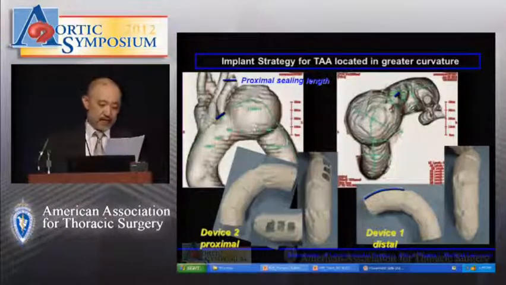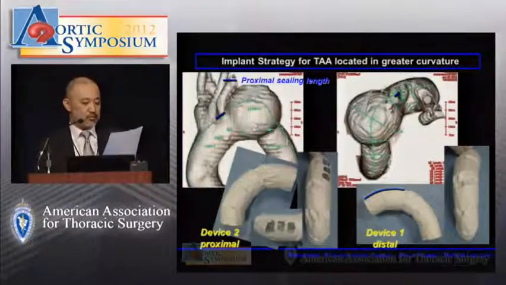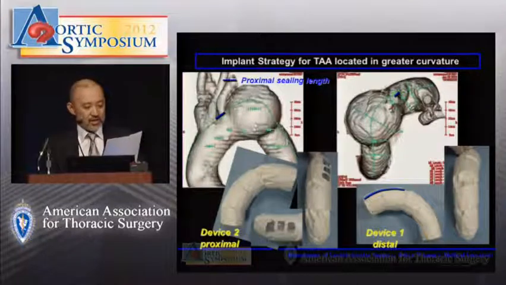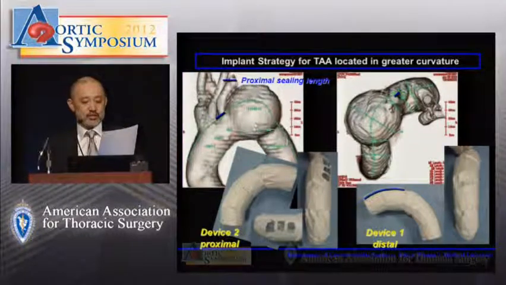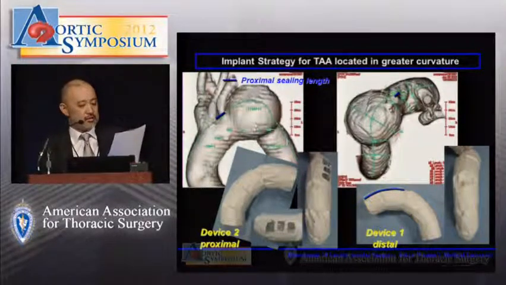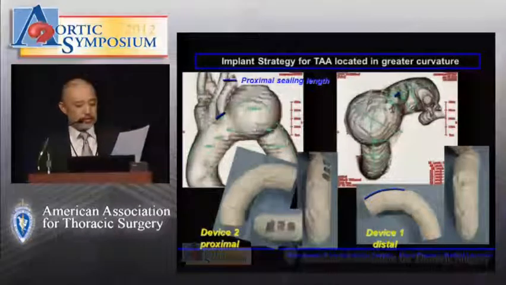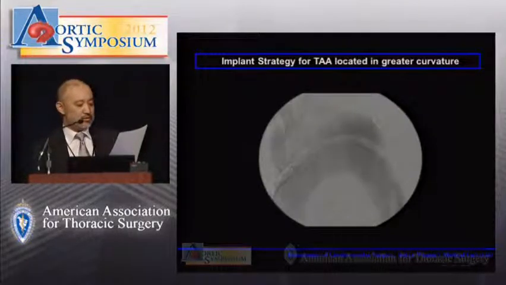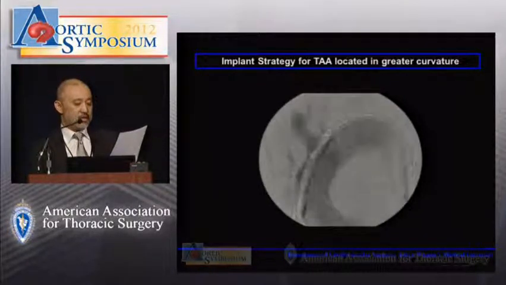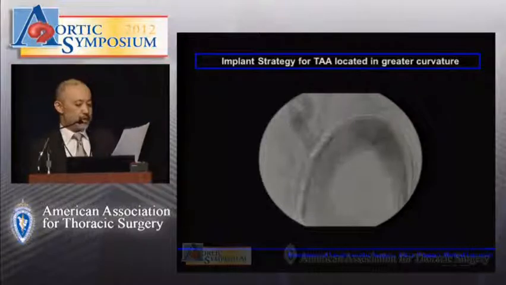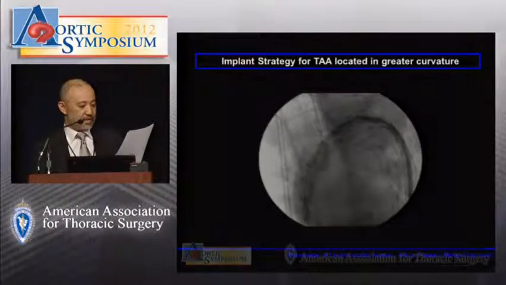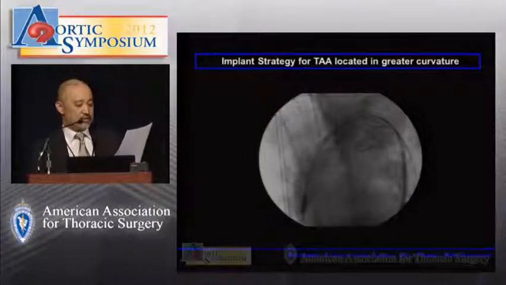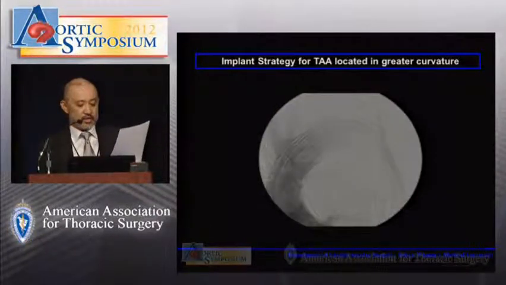From now on, I will present some implanting strategies for patients with a short proximal sealing zone. When the aneurysm has a large space in the greater curvature, we must control migration during the deployment period. This style of device, which had a stent strut in the greater curvature, was placed just distal to the LCCA branching. And then we could push up the second proximal one to the greater curvature and got a good sealing without migration.